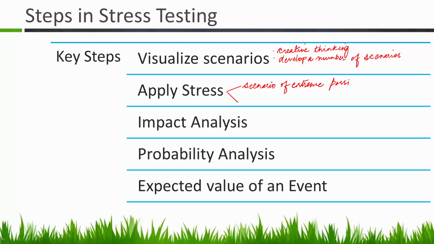The next step is to apply stress. Now, stress can be applied in 2 distinct methods. First, stress can be caused by a scenario of extreme possibilities. For example, consider a scenario in which the most important supplier to an enterprise shuts down permanently. This can cause an extremely stressed situation for the enterprise, and the company can face a severe production crunch.